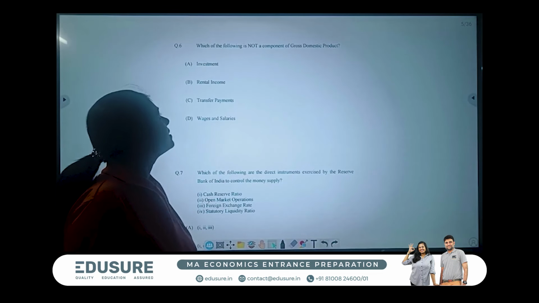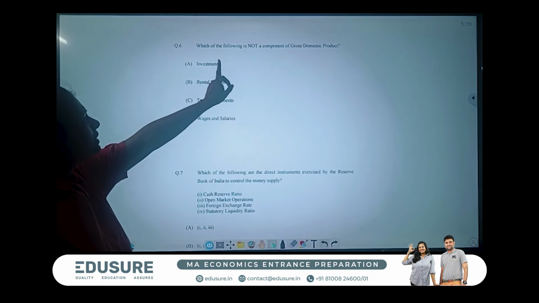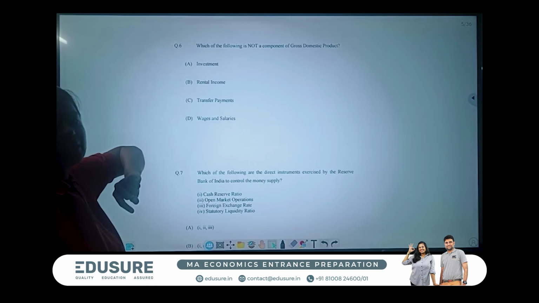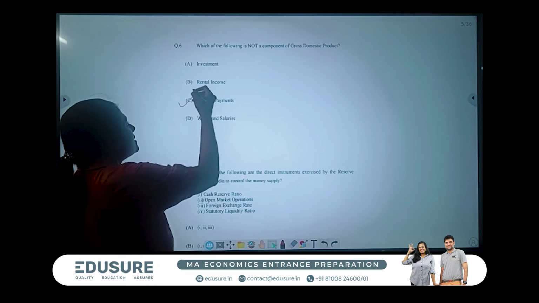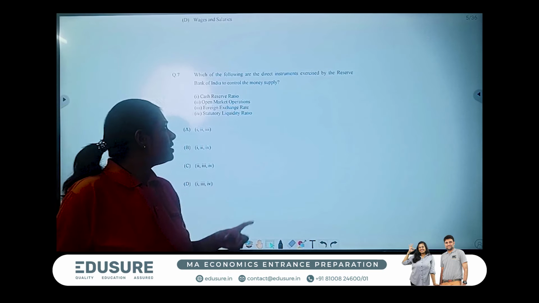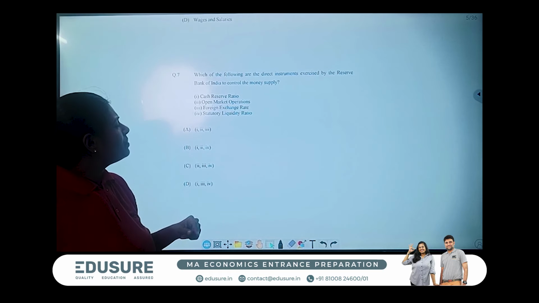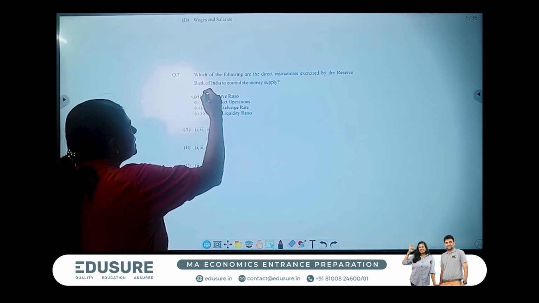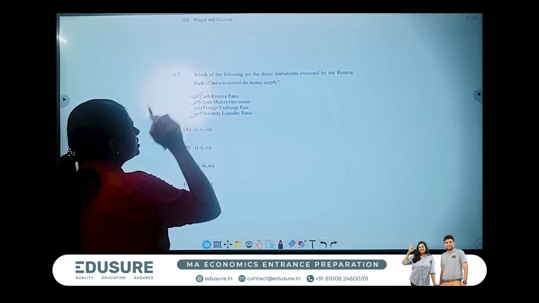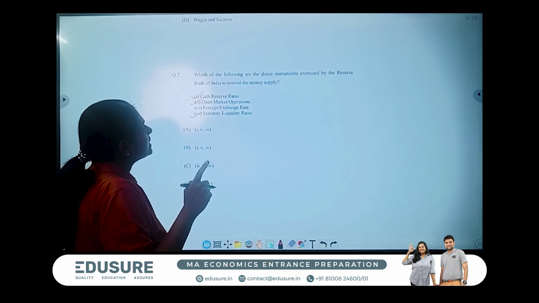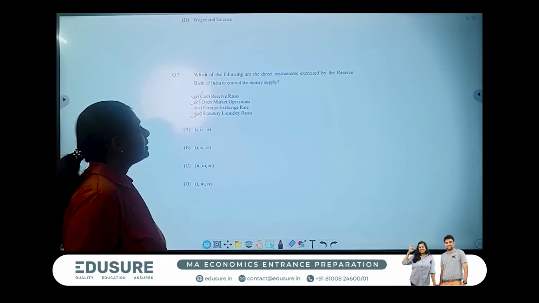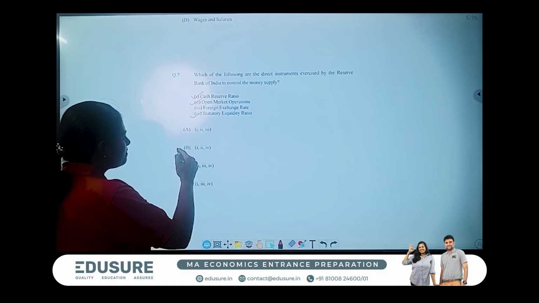2023 question 6. Which of the following is not a component of GDP? So we know that in national income accounting, transfer payments is never included. So the answer is C. 2023 question 7. Which of the following are direct instruments exercised by the RBI to control the money supply? So CRR, SLR, open market operations. Foreign exchange rate is not really directly exercised by RBI to control money supply. So 1, 2 and 4, which is B.